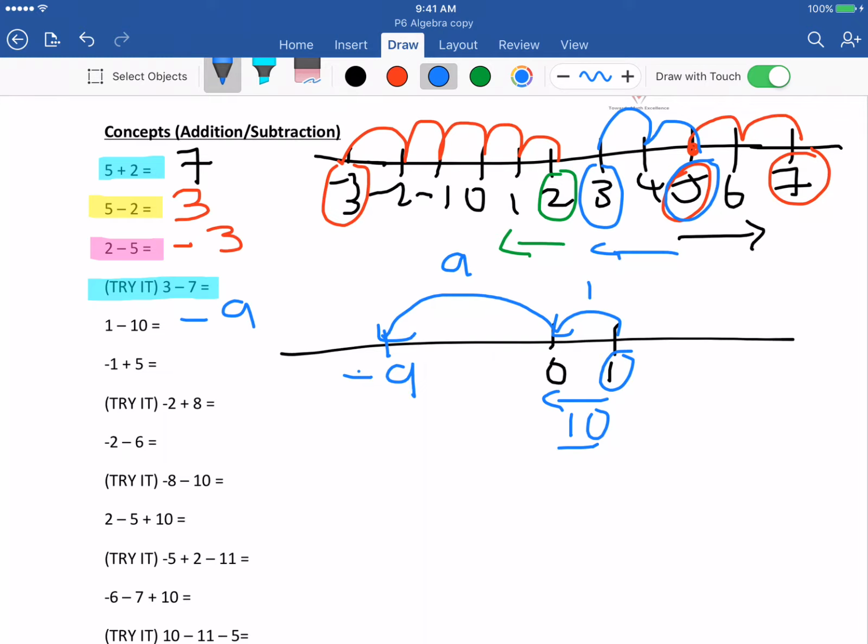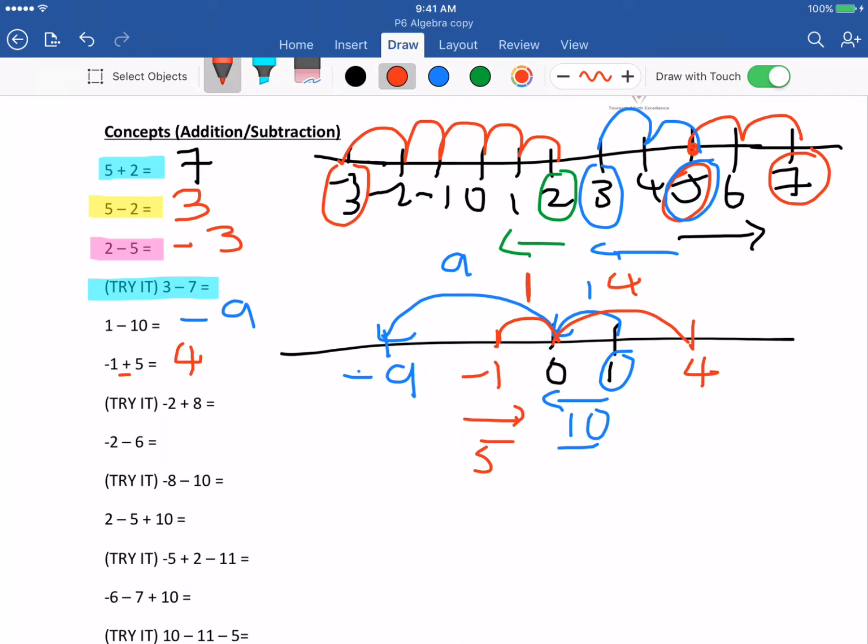Okay, next one, same logic. The question wants what? Negative 1 plus 5. What number is that? We start with negative 1, which is right here. Plus means jump right. How many steps? 5 steps. From here to here is only 1 single step. So how many more steps must you jump to the right in order to achieve 5 steps to the right? You have to jump 4 more steps. So the answer is 4.